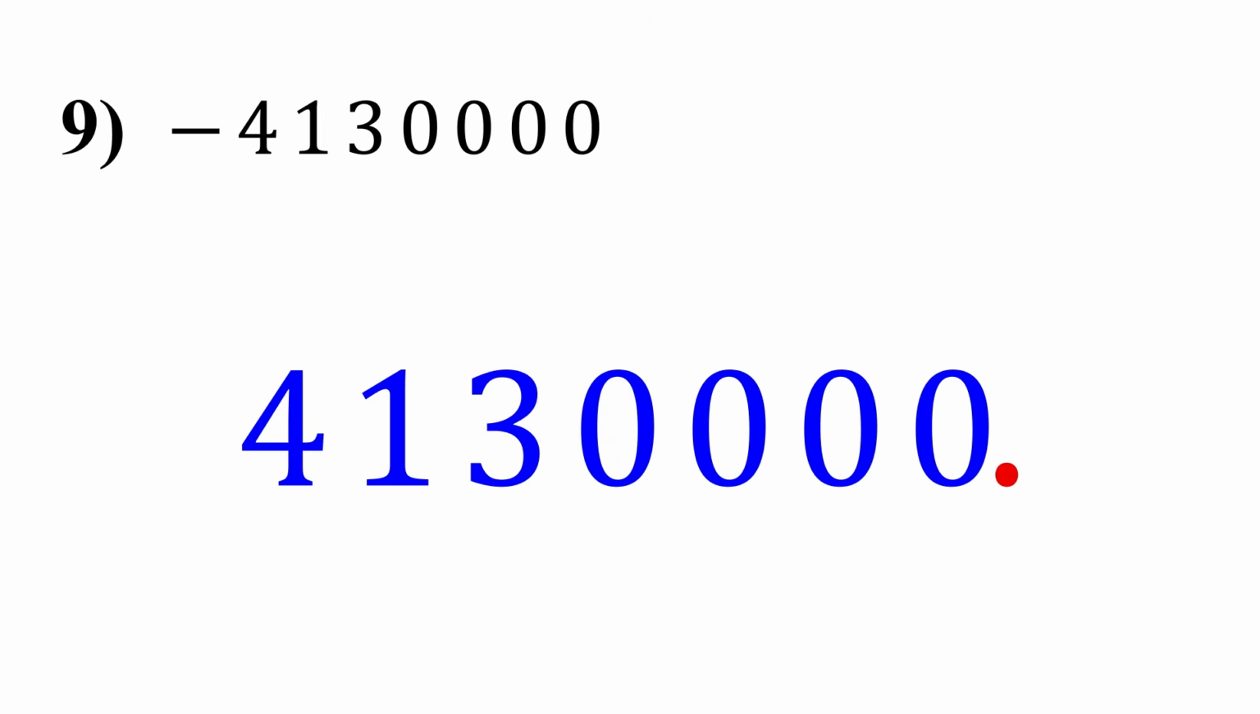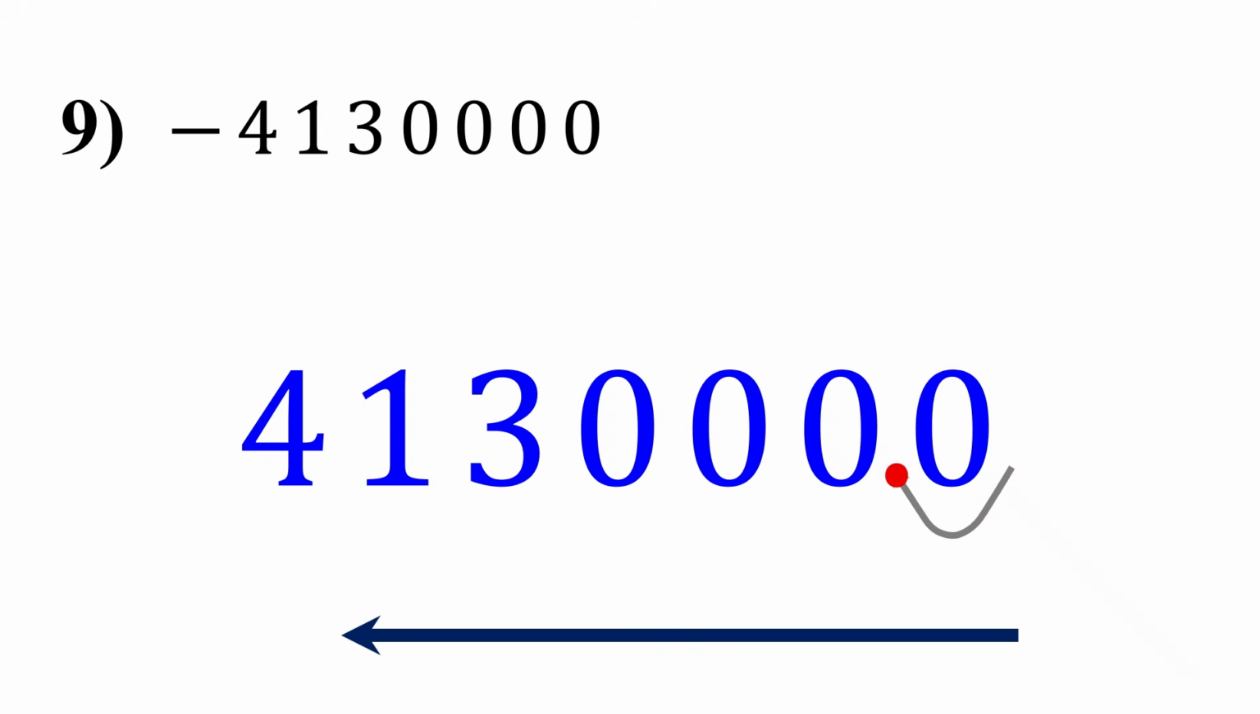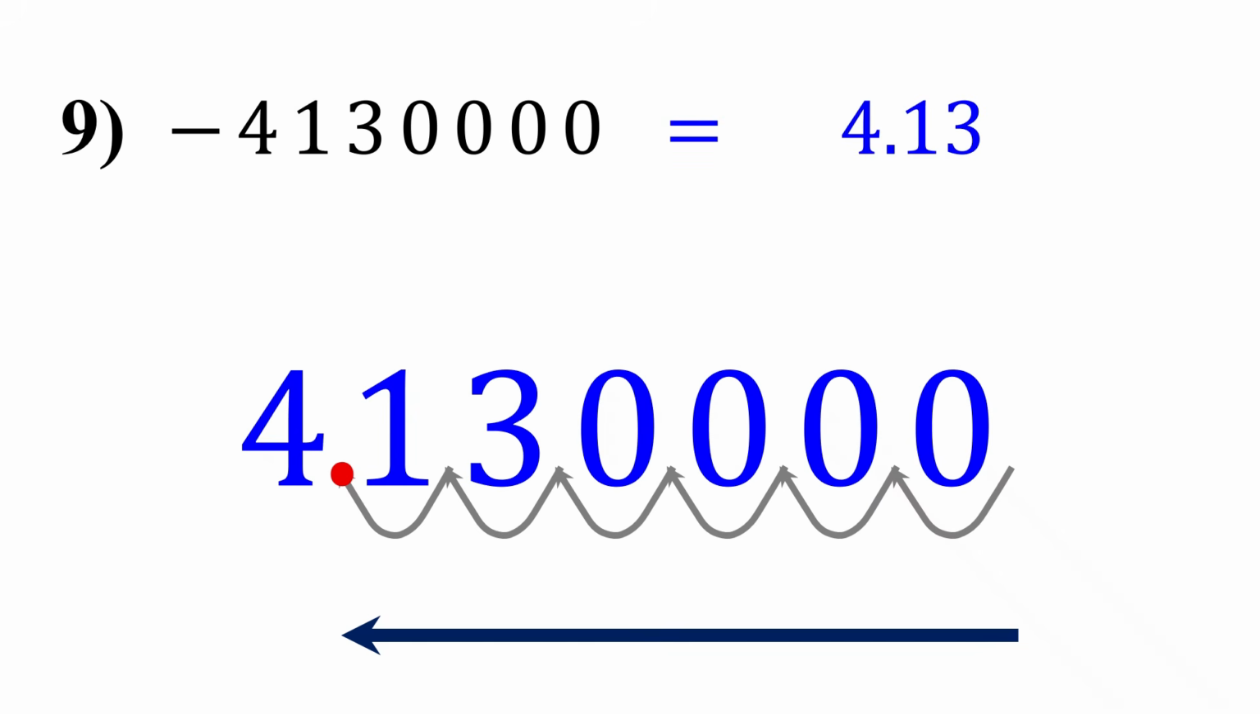Ignore the negative sign for a moment. Then start by writing the first part, by moving the decimal point to the left. Moving it 1, 2, 3, 4, 5, 6 places, we get 4.13. That is between 1 and 10. So 4.13 is the first part. Next, write the power of 10. The decimal point moves 6 places to the left. So the exponent is positive 6. Now put the negative sign back. So in scientific notation, we write it as negative 4.13 times 10 to the 6th power.